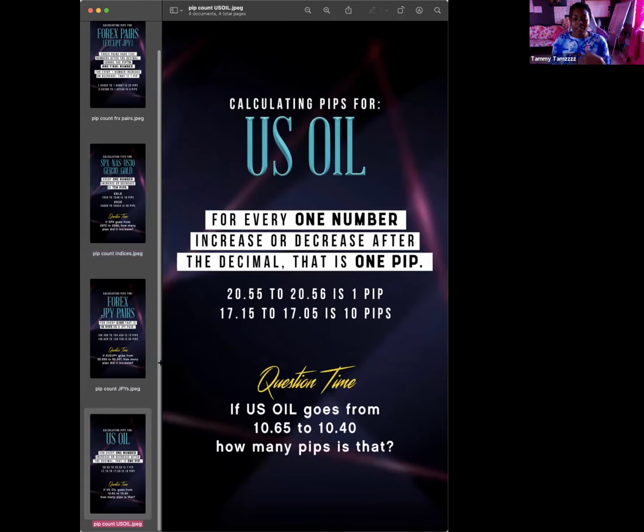And if there's anyone that trades oil, for every one number increase or decrease after the decimal, that is 1 pip. So from 20.55 to 20.56, that's 1 pip. From 17.15 to 17.05, that is 10 pips. Is everybody clear on how to calculate pips, or have a little more understanding?